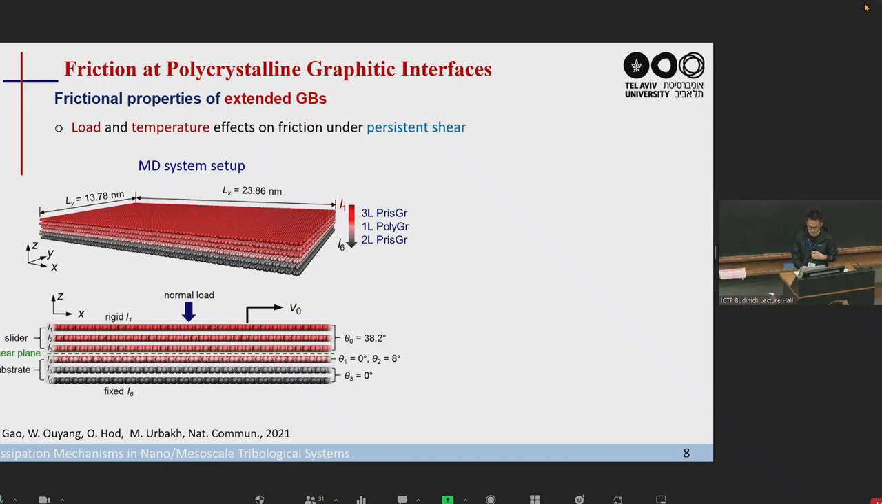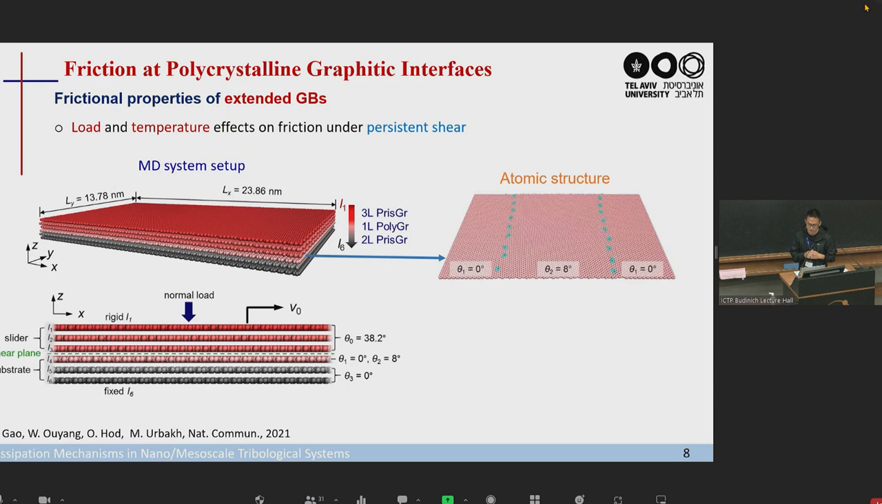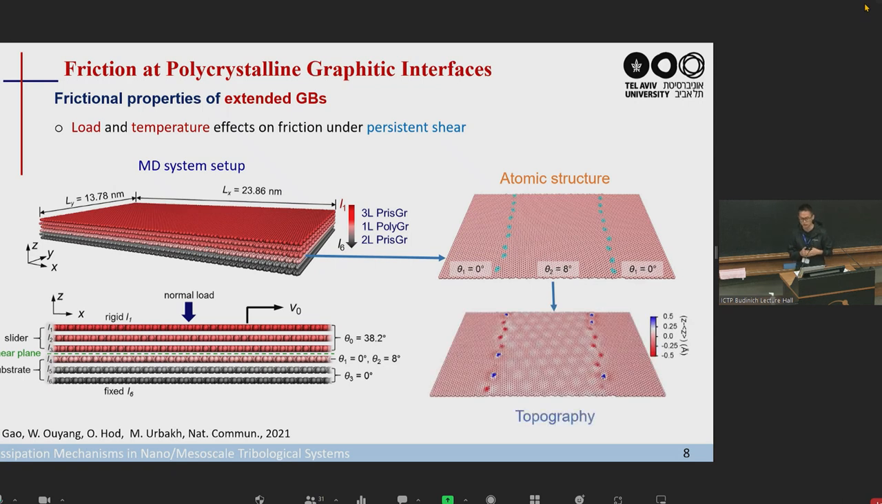And for the polycrystalline layer, it contains two periodic grain boundaries, and the misfit angle is 8 degrees. After relaxation, we can see a series of upward and downward protrusions. The blue color here is an upward protrusion, and red color is a downward protrusion.